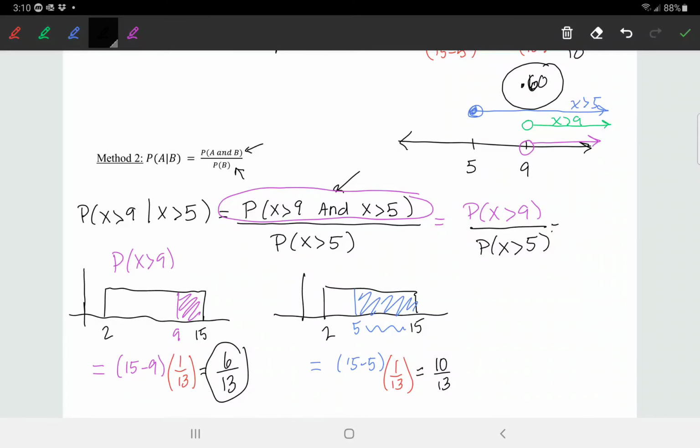Okay, so now we just have to plug this into the formula. So the probability that x is greater than 9 is 6 over 13. We divide that by the probability that x is greater than 5, which we found here, and that is 10 over 13. And when you're done, what we'll get is 6 over 10, which is the same. There is a 60% chance of this.